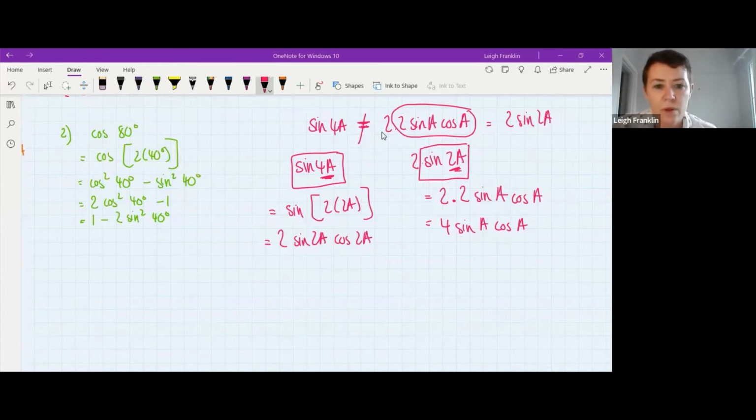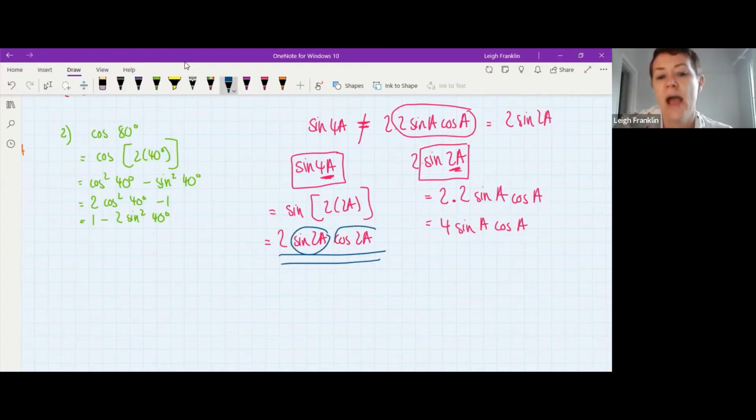For A, we don't need to expand it even further because it looks like there are double angles: 2 sine A, 2A cos 2A. Absolutely. Now, there will be certain situations where we would go and expand this further, because we can expand that further and we can expand that further. But we're just doing the introductory stuff at the moment.